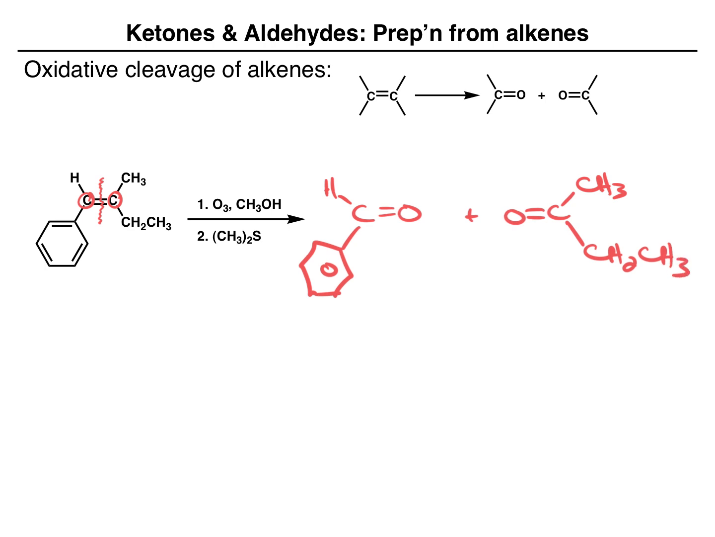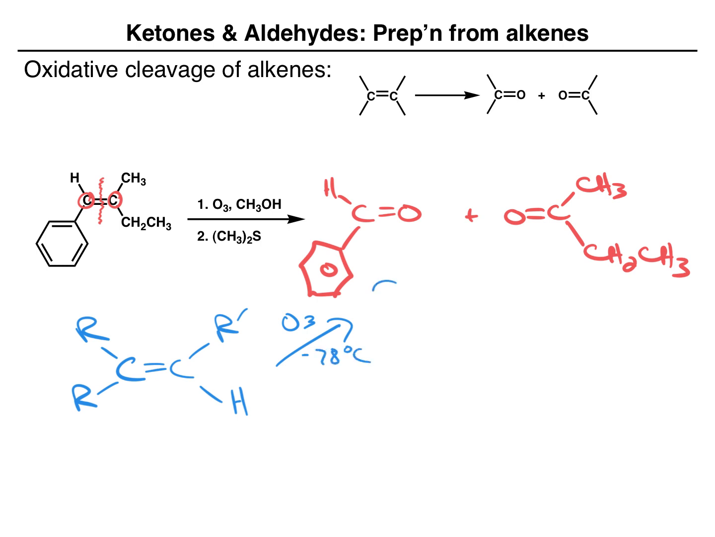We can think about this reaction more generally, and let's say we have an alkene that's connected to two alkyl groups on the left side, a different alkyl group, and a hydrogen on the right side. So treatment with ozone, which requires an ozone generator, is typically carried out at minus 78 degrees Celsius. It leads to the formation of an ozonide. That looks something like this.